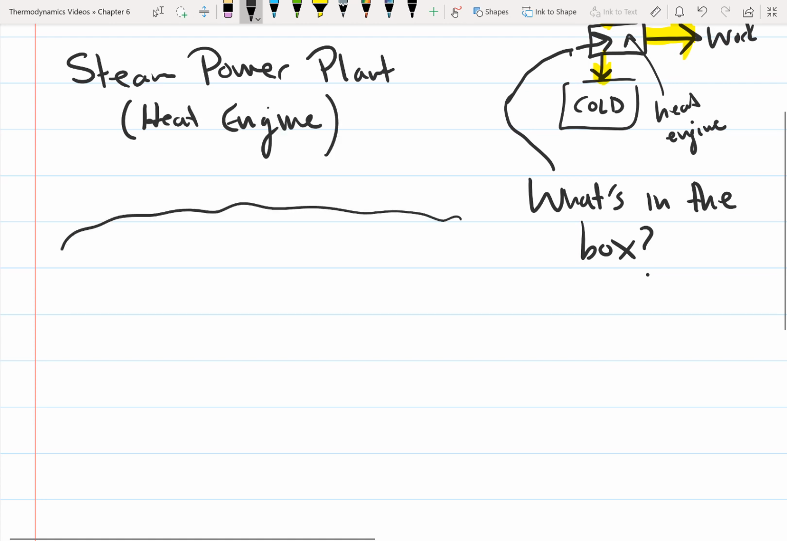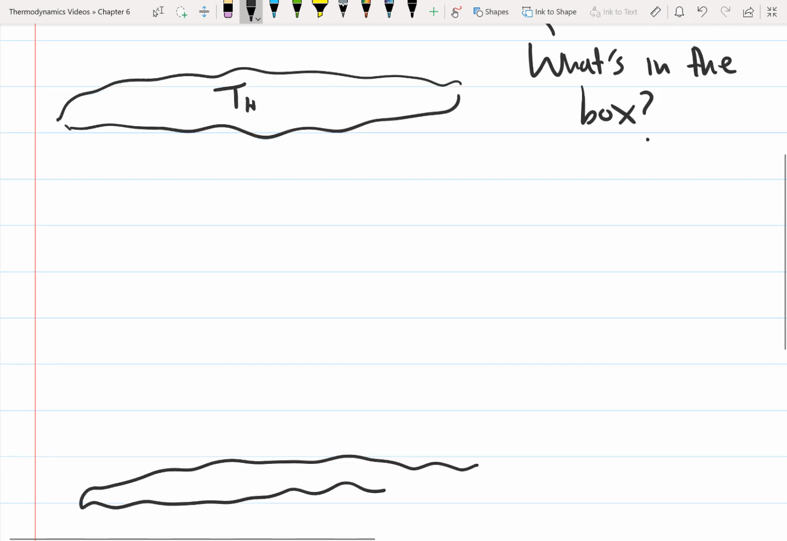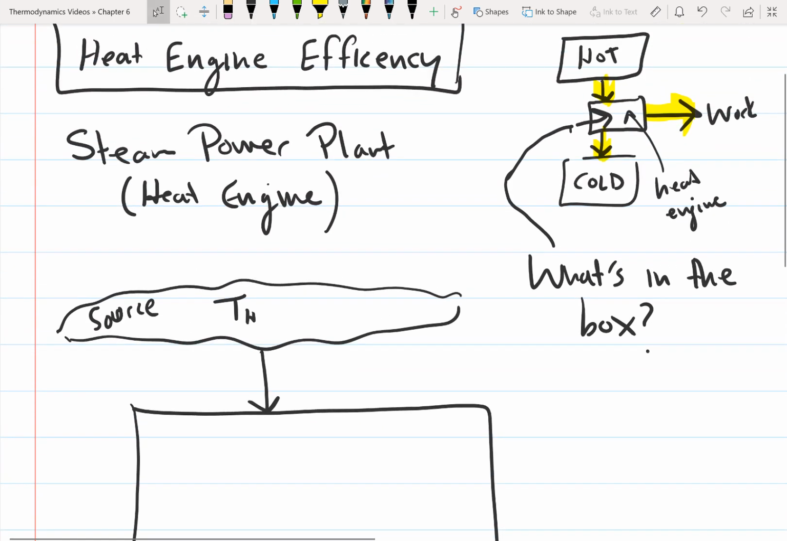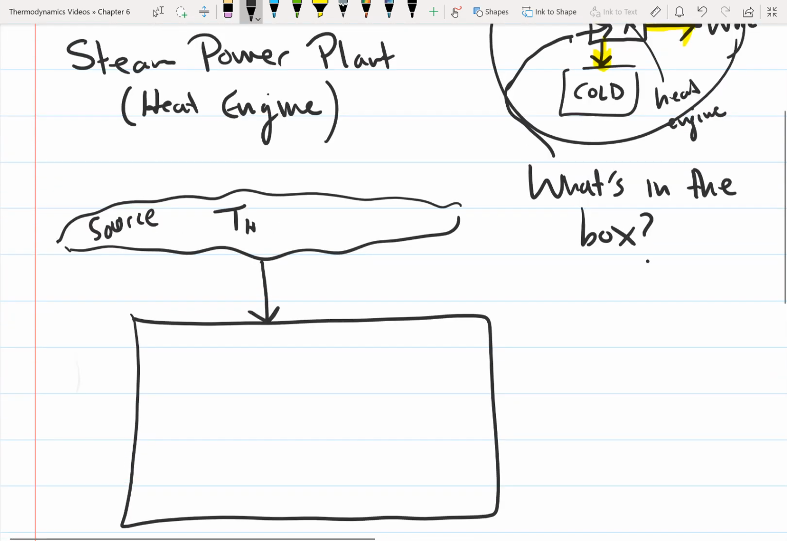So first we're going to have a hot side, and I'm going to just call this temperature high. And then we have our sink. So I'm going to put that this is our source, this is our sink, and this has a low temperature. And this could be like a lake. Steam power plants are often located by bodies of water, like a lake or something like that. And then we have our box that we want to define what's going on in here. We've already seen, if we go back to this drawing, that there's some heat transferred into this box, heat transferred out, and then there's some work.